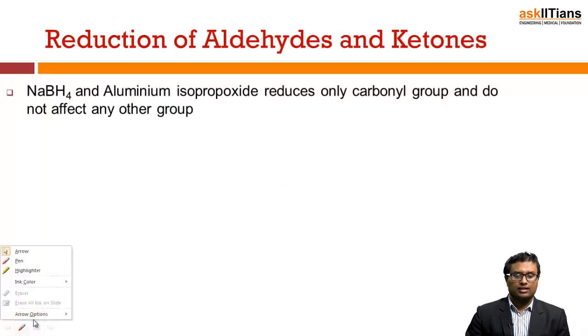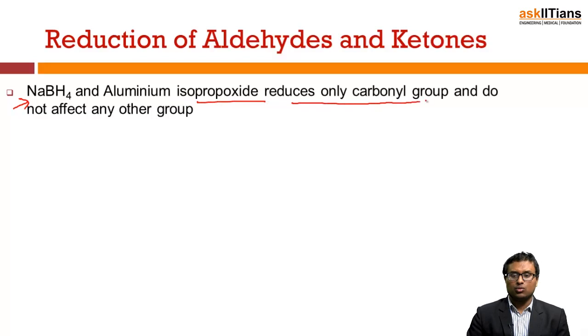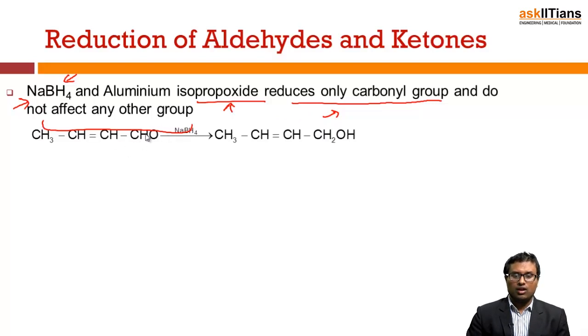So these are some important points to be understood. NaBH4 and aluminium isopropoxide reduce only one carbonyl group and do not affect other groups. If you have NaBH4, sodium borohydride, and aluminium isopropoxide, they reduce only one carbonyl group and do not affect other groups. For example, you have your aldehyde group and you have NaBH4. Here, yes, we may think that alkenes can also be reduced. So here there are two reduction possibilities.